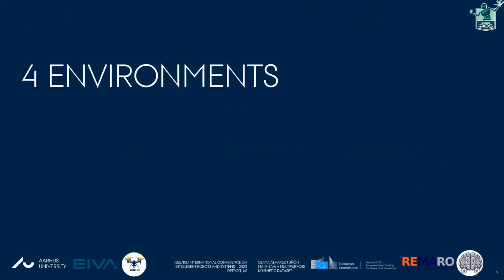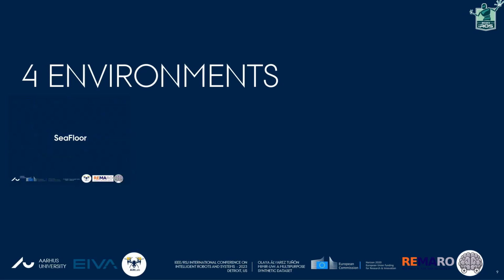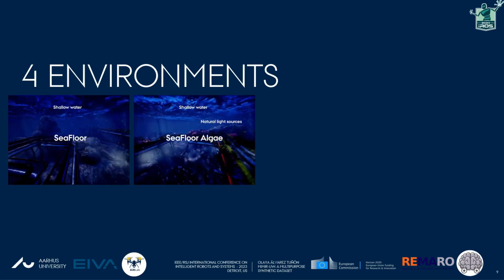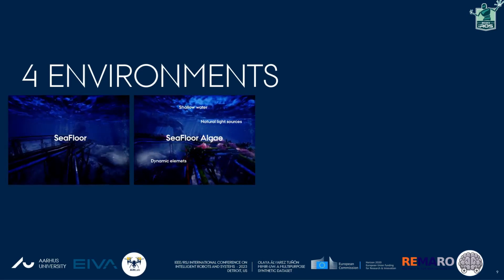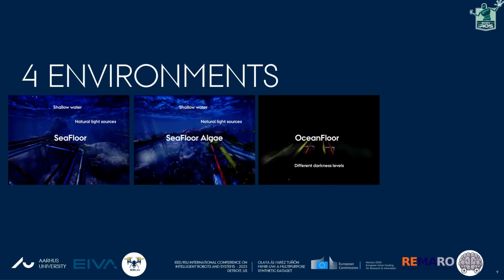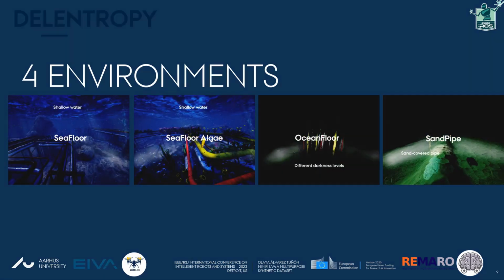The 4 underwater environments are as follows. All of them have pipelines for pipeline inspection, and we have 2 shallow underwater environments with more or less dynamic elements, such as moving algae, a deep underwater environment with different levels of darkness, and finally, an environment with a pipe covered in sand.